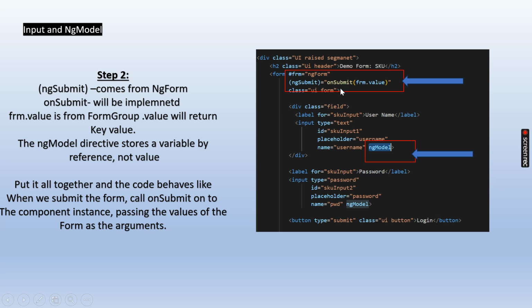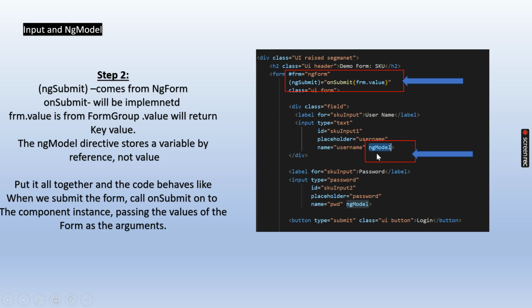Our functional logic will be stored in the logic TS file. So that TS file will take care. So onSubmit frm.value. So here you can see ngSubmit comes from the ngForm, and onSubmit will be implemented. So if ngSubmit is there, it means onSubmit will automatically be there by default. So ngSubmit, where this tag comes from, means ngForm, and here ngModel will be there.